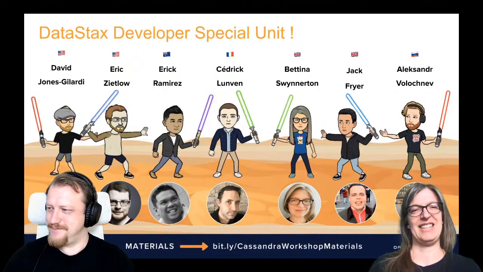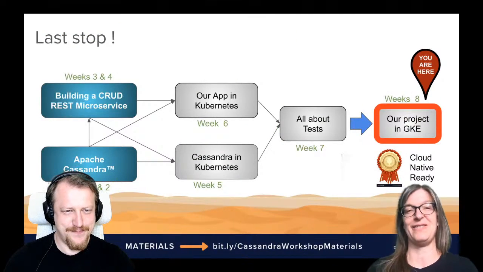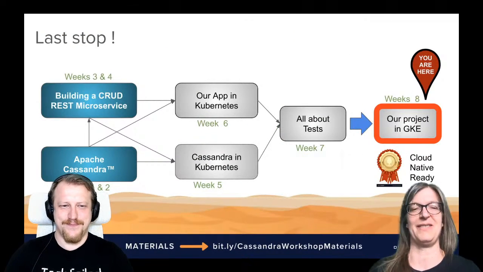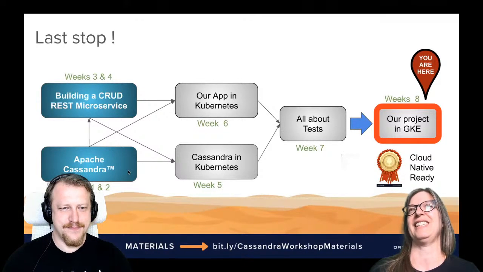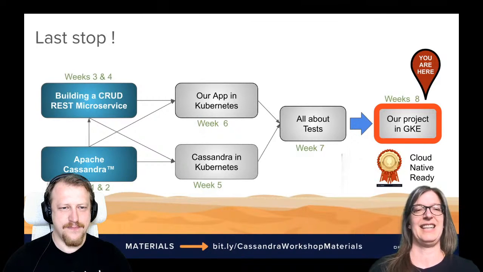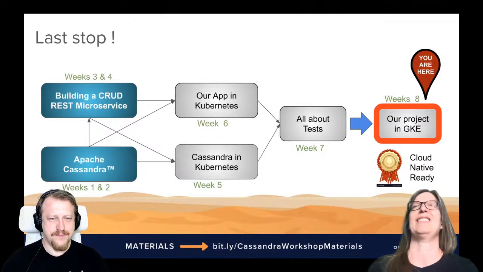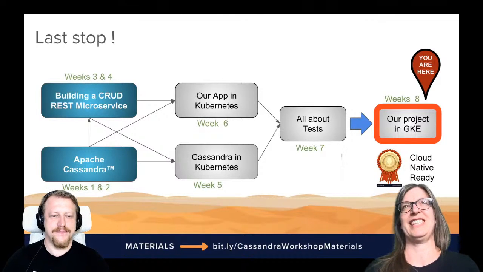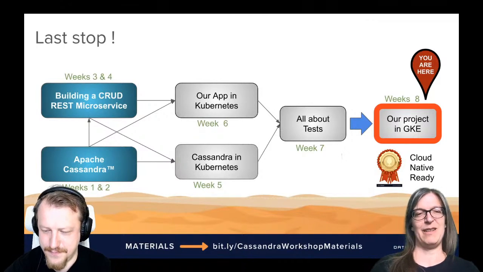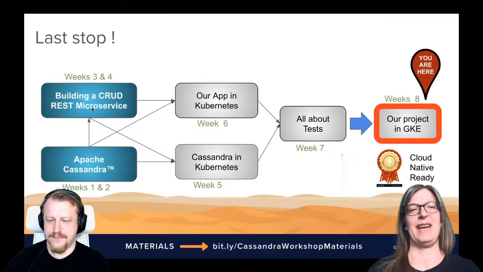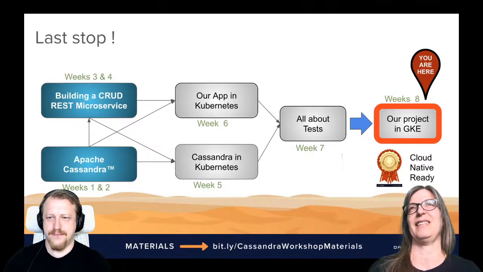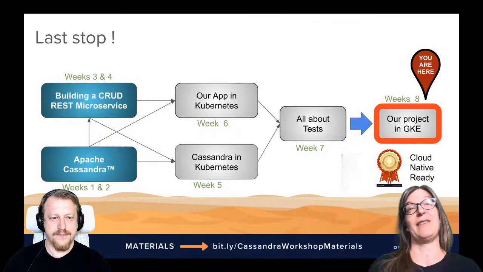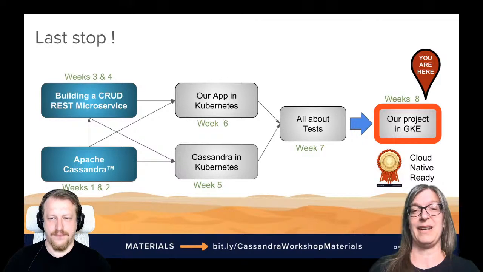Good. So let's review. Where did we start? Look how far we've come, right? First, in weeks 1 and 2, we covered the Apache Cassandra fundamentals and data modeling. And we asked you to do a lot of work in terms of video watching and reviewing. Then we put some of it into practice by building CRUD services, REST microservices in weeks 3 and 4 in several languages, mainly Java and Python.